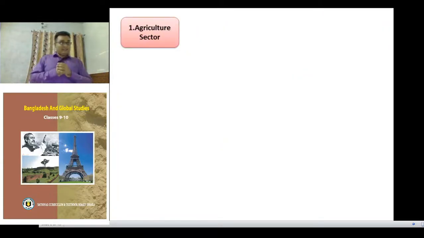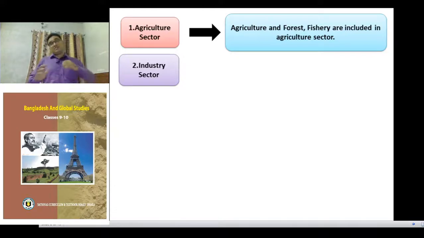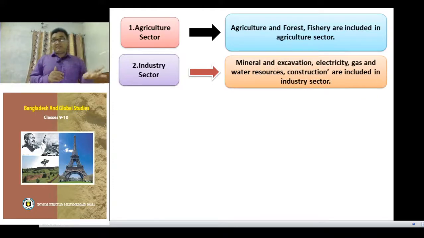Number one, agriculture sector. So what subsectors are included in agriculture sector? So dear students, let's see. Agriculture and forest, fishery are included in agriculture sector. Okay, next one is industry sector. So what subsectors are included in industry sector? Mineral excavation, electricity, gas and water resources, construction are included in industry sector.